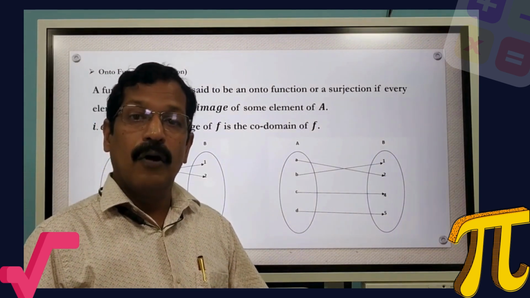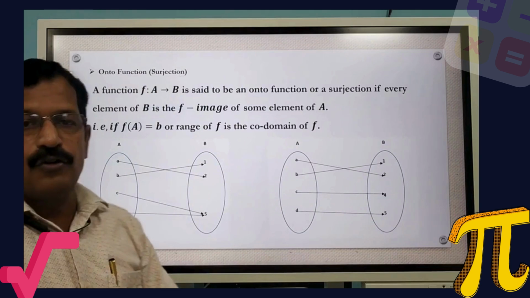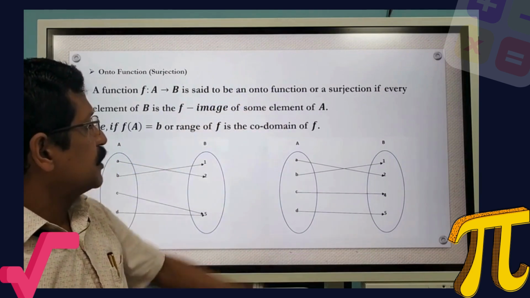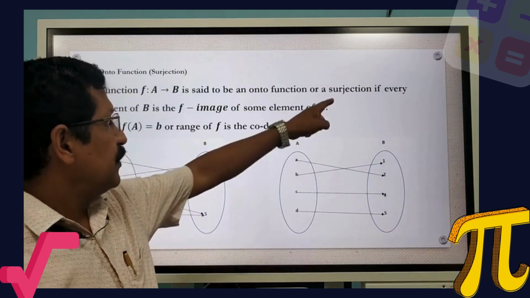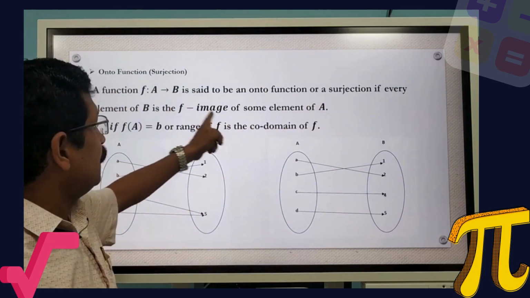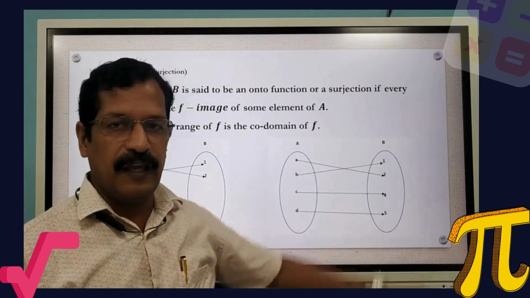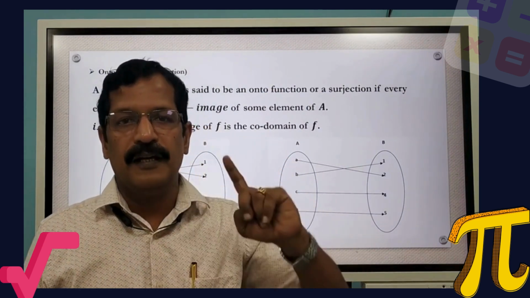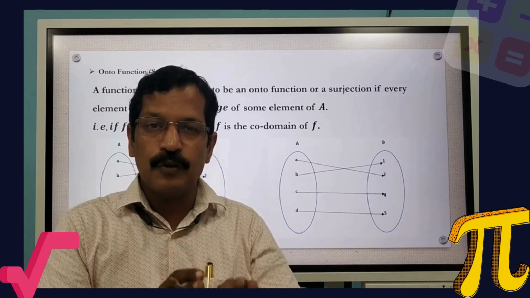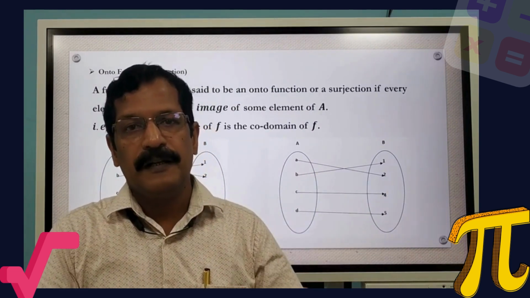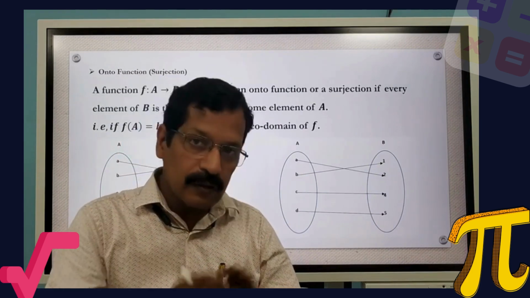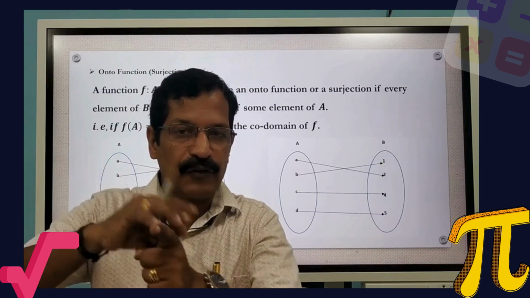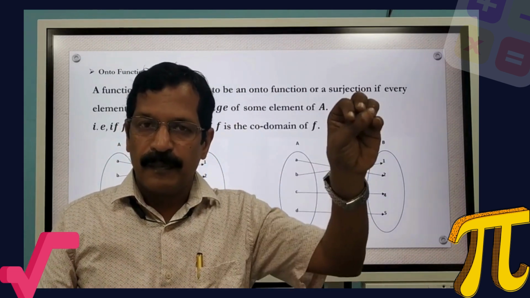Now to discuss onto function or surjection. A function f from A to B is said to be an onto function or surjective if every element of B is the f-image of some element of A. It means that every element of B has a pre-image in A. Otherwise, every element of B appears to be an image of some element in A. So clearly, f(A) will be equal to set B. f(A), that is the range set, will be set B itself.